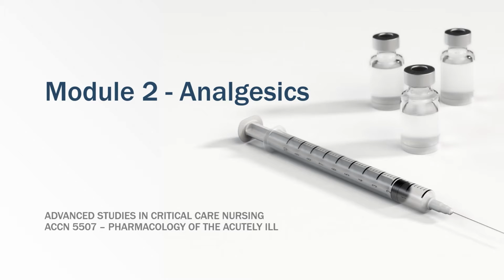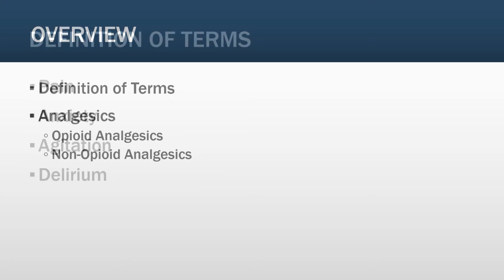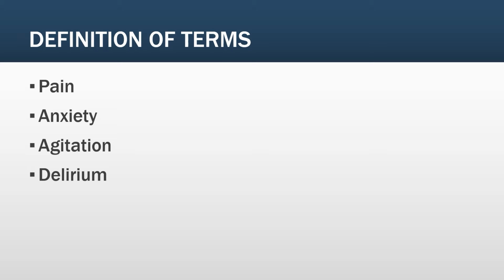This PowerPoint will review the information from Module 2 on analgesics for the critically ill patient. We'll start off defining a few important terms and then discuss both opioid and non-opioid analgesics. The terms that we will define are pain, anxiety, agitation, and delirium.